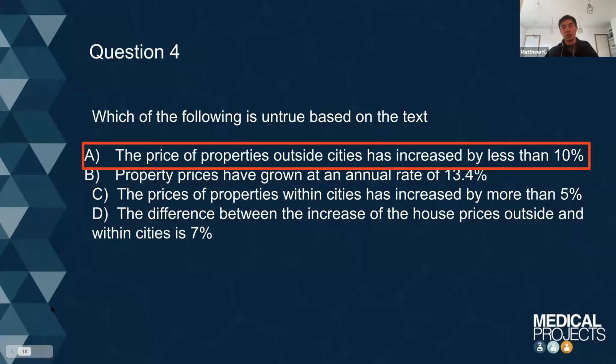So the actual answer is A. I believe, I can't give you exact numbers because I don't have it in front of me, but from when I looked at it earlier, there was a mathematical reason why this was the case. So the price of properties outside cities has increased by less than 10%. And again, by reading the text thoroughly, I'm sure you guys can appreciate why that is the case. Now, hopefully you've appreciated from these questions actually how hard it is to store the information in your head.